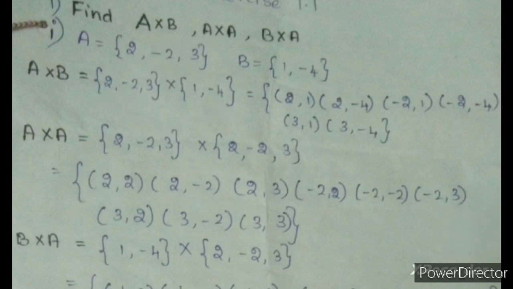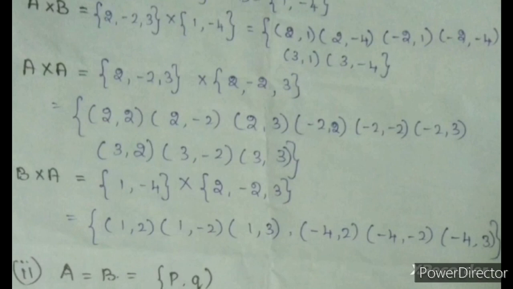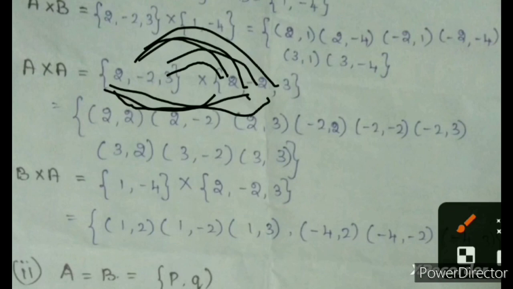Likewise, we can find A cross A here. So the same elements are present here because of A cross A. This 2 with 2, the same 2 with minus 2, and 3. Minus 2 with 2, minus 2 with minus 2, minus 2 with 3. This 3 with 2, 3 with minus 2, 3 with 3. Totally 6 combinations we got.